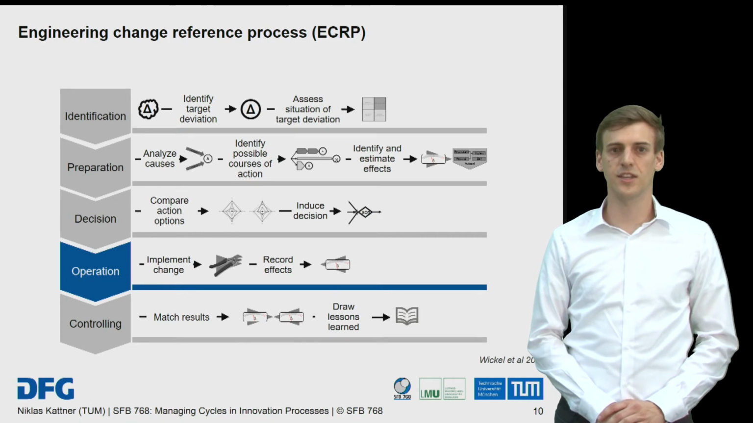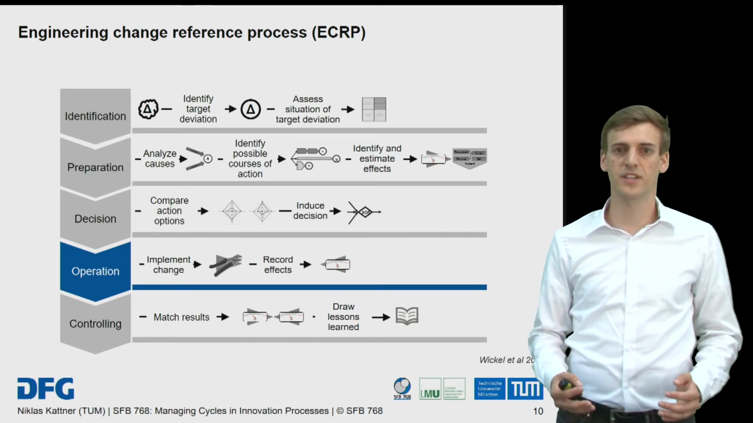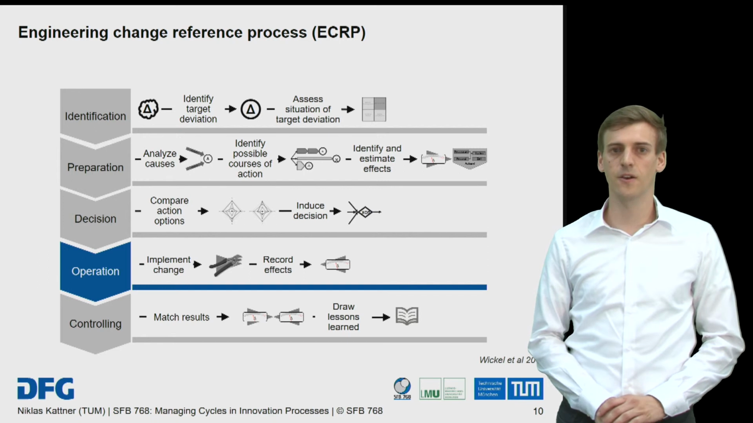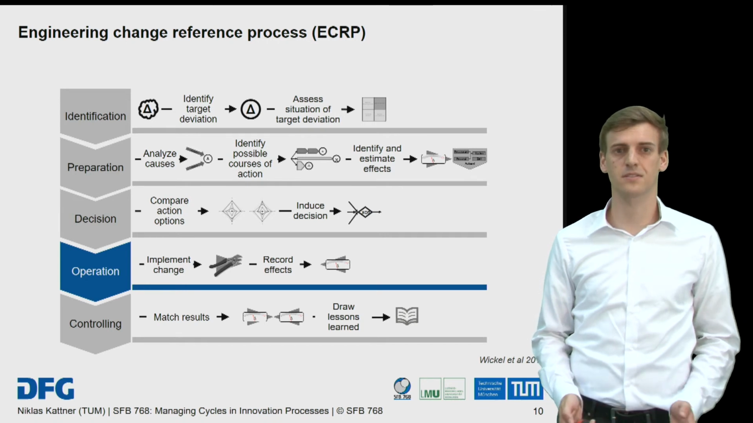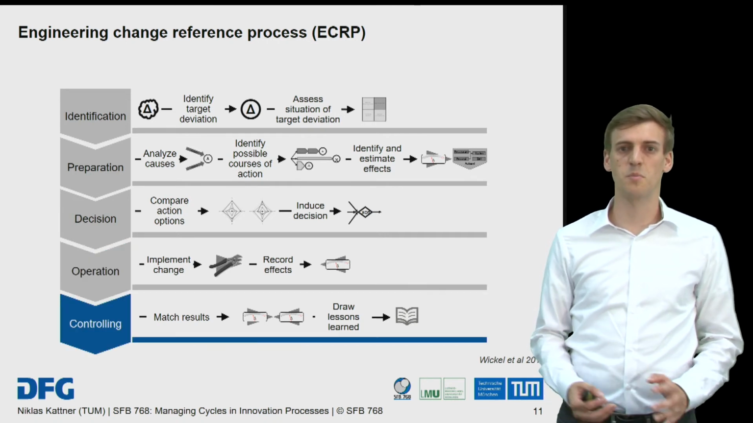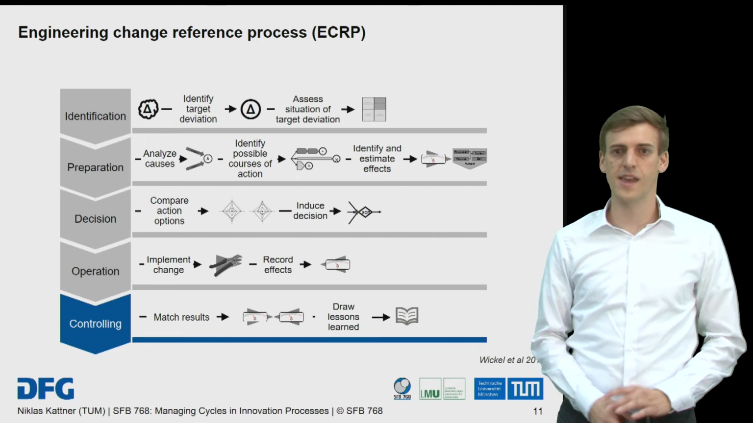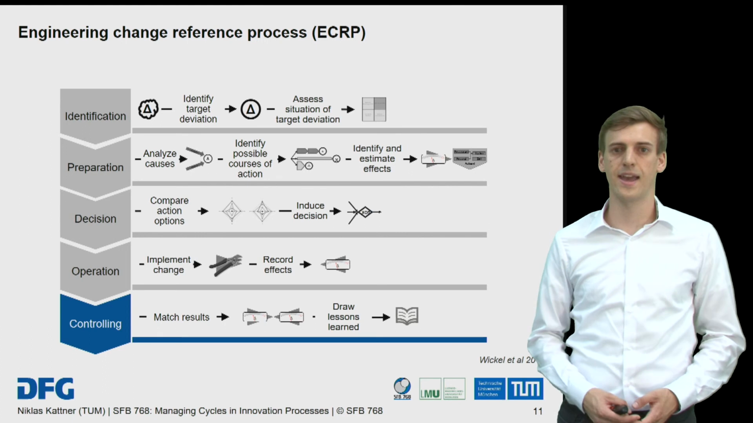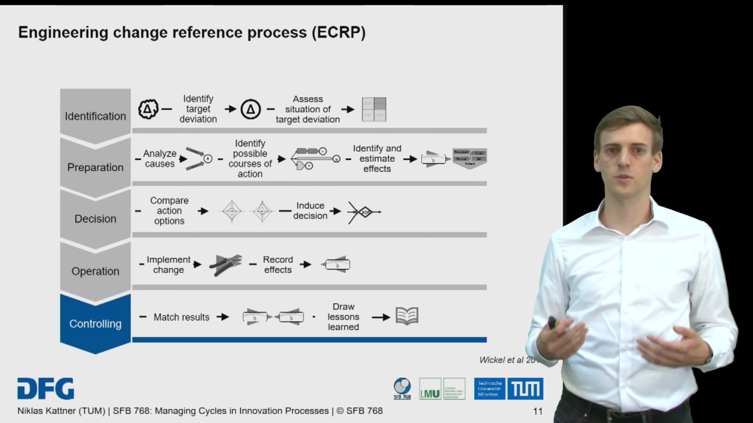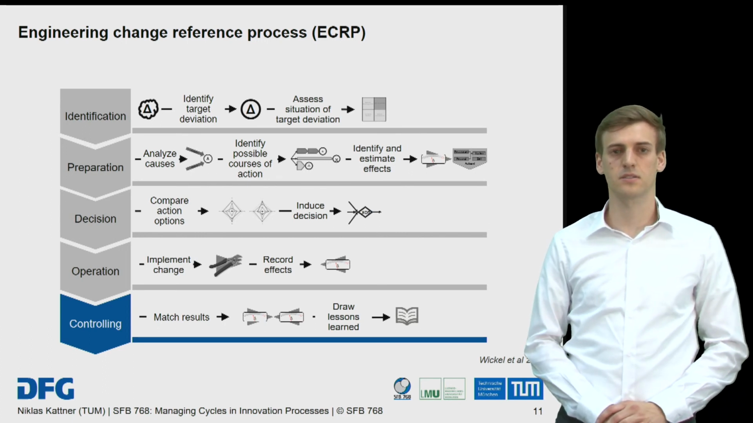The effects of the change have to be recorded during the implementation in order to derive lessons learned in the closing controlling phase. Here, estimated change effects are compared to actual effects. The controlling step includes a matching of these results. This means the actual result of the change process is compared to the predicted result. Hence, the quality of predictions for change effects can be enhanced.